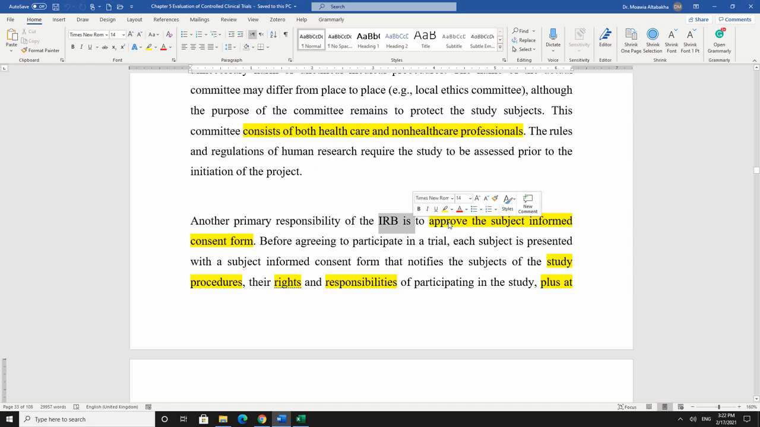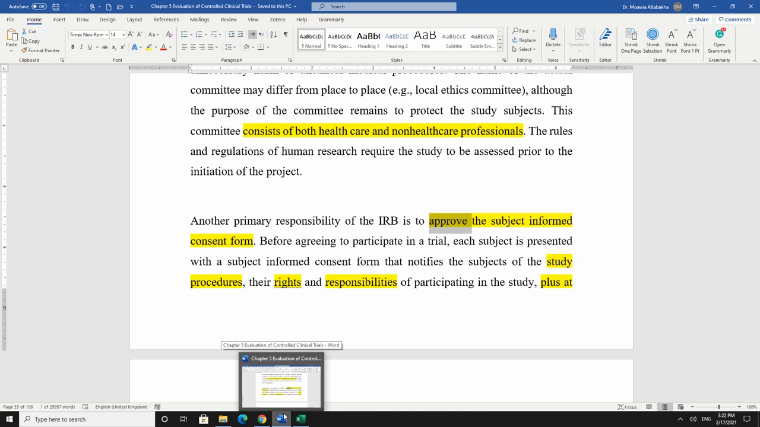So the IRB will need to approve this. Okay, and in our university, Ajman University, we have the ethics committee. And if you are going to do any survey or questionnaire, if you want to talk to doctors or talk to pharmacists, you need to have this subject informed consent form prepared. Okay, and you need to get ethical approval before you can start your questionnaire or interviews.